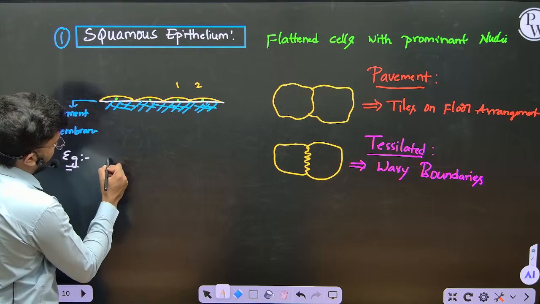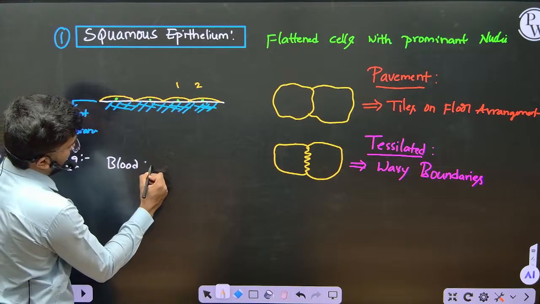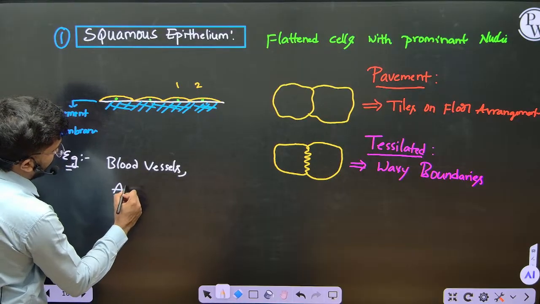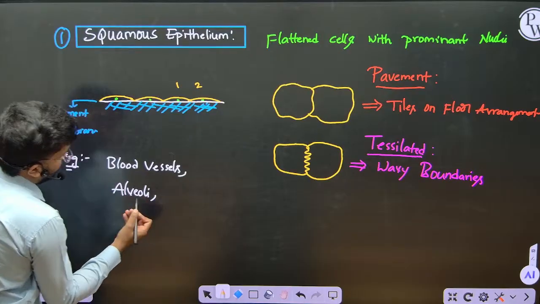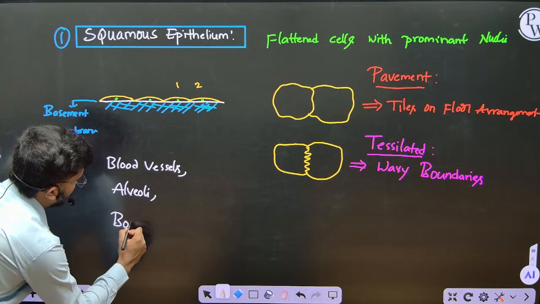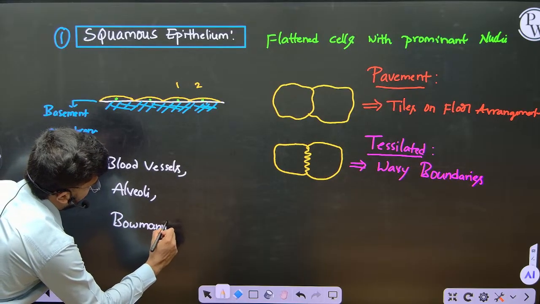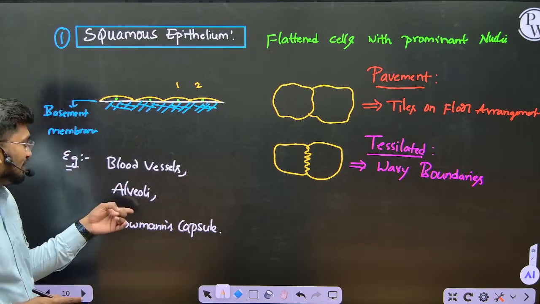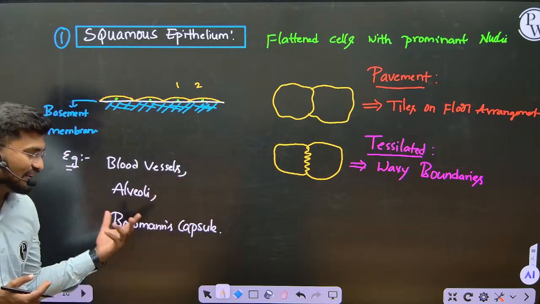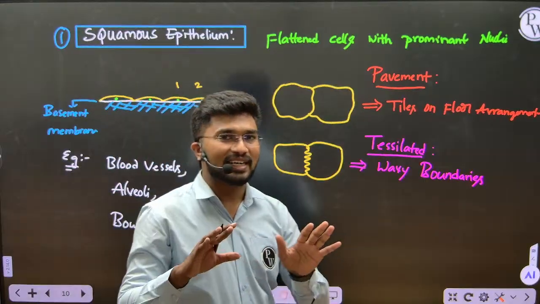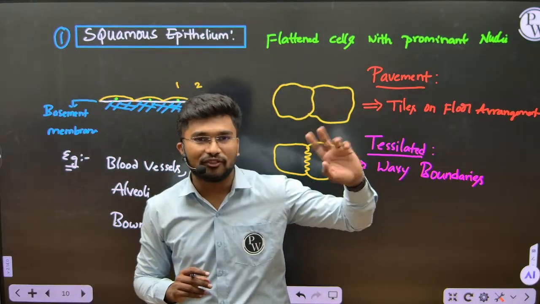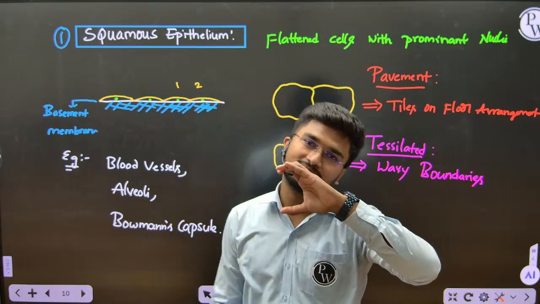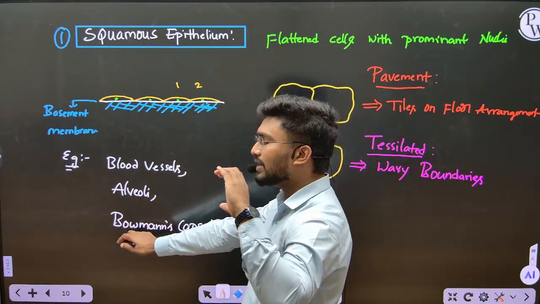First example is blood vessel. Second example is alveoli. Third example is Bowman's capsule. Don't worry by seeing this name. Obviously you might know blood vessel. Some of you might not know what is Bowman's capsule. Don't worry, we will study it when we study the excretion chapter. Kidney has nephrons, each kidney having a million nephrons. If you take one nephron outside, nephron is having a cup-like structure. That cup-like structure we are calling Bowman's capsule.